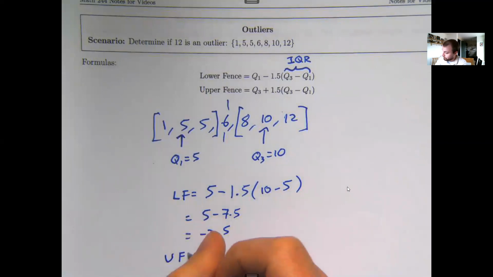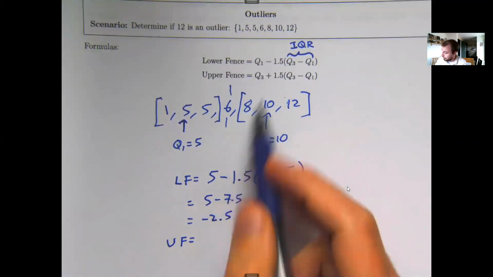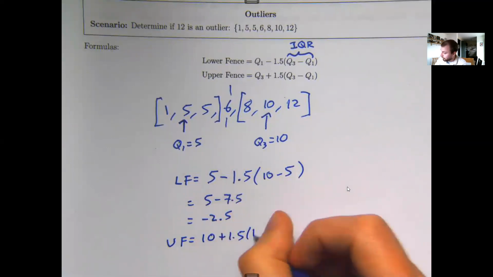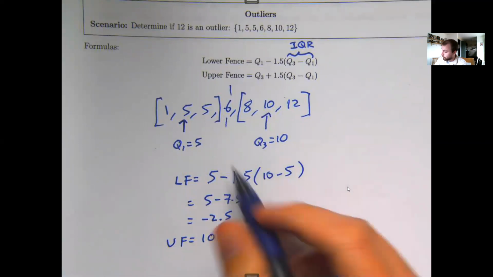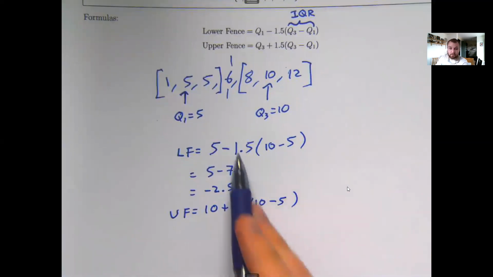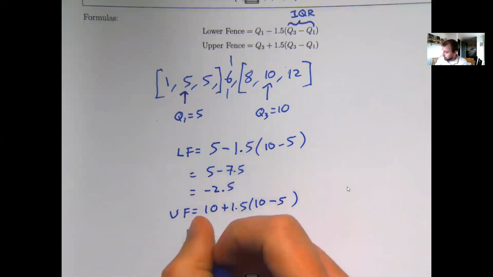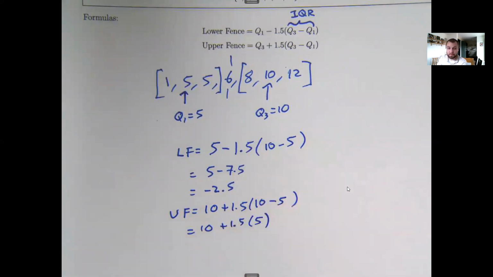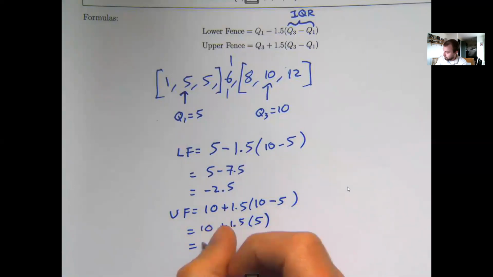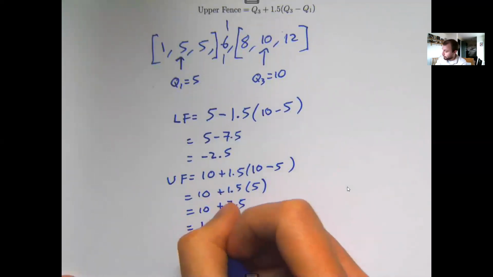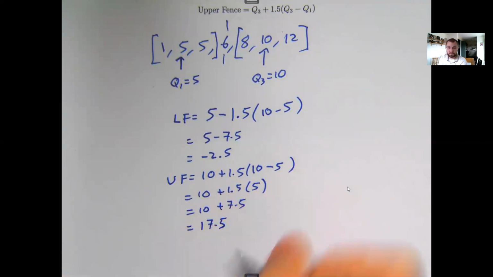Upper fence. Third quartile, 10, plus 1.5 times (third quartile, 10, minus the first quartile, 5). So I will be adding and subtracting the same amount here. 10 plus 1.5 times, because it's the same interquartile range of 5. And 5 times 1.5 still gives me 7.5. 10 plus 7.5 gives me an upper fence of 17.5.